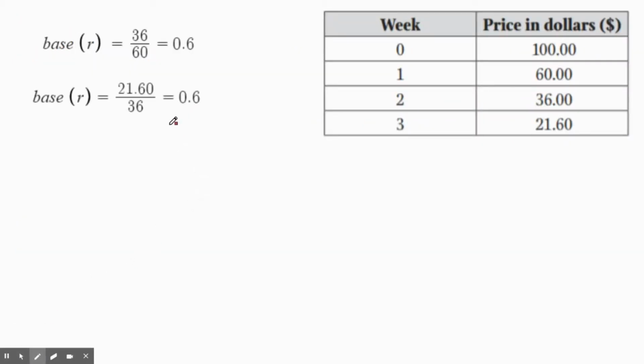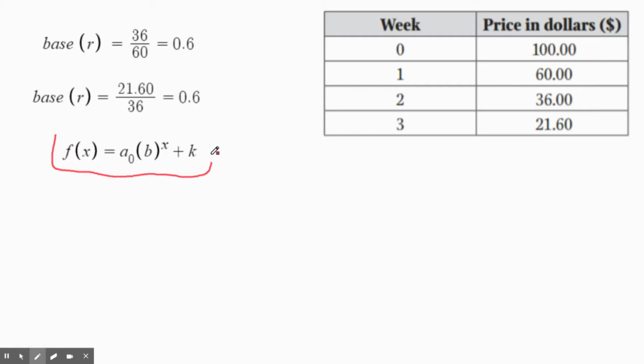Again, how do you get that base? Sometimes it's called R, sometimes it's called B, but this is how you get it. You take one of the y values and you divide it by the previous y value. So what's 60 divided by 100? What's 36 divided by 60? What's 21.6 divided by 36? And you're going to get 0.6 for all of them. That's how you get that common ratio. You have to do at least 2 of these.